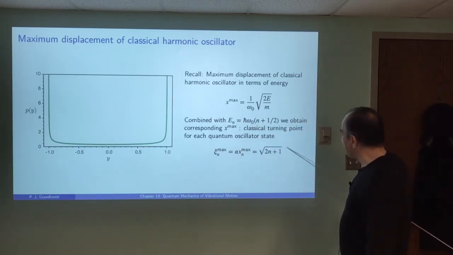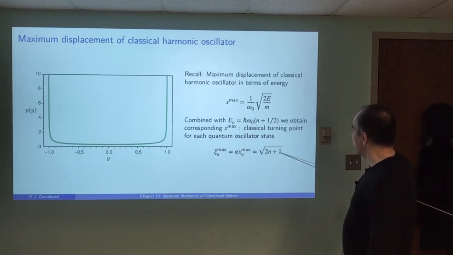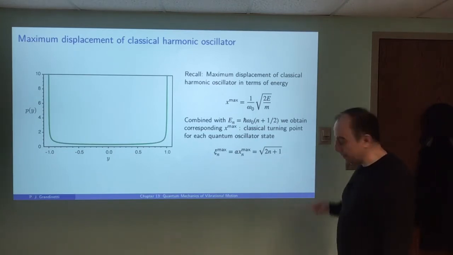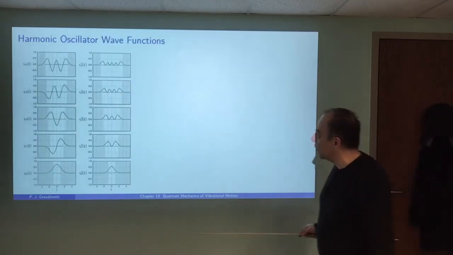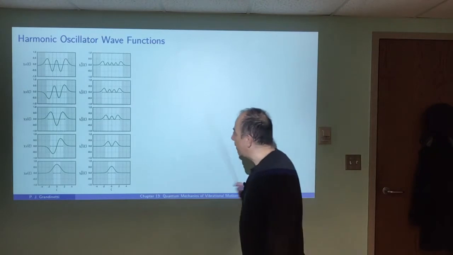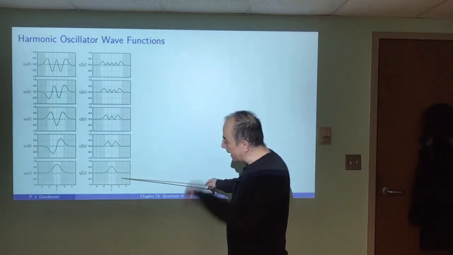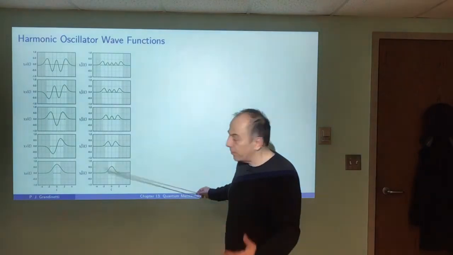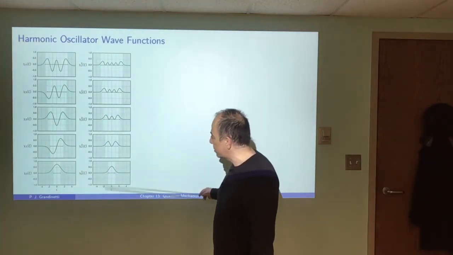And in quantum mechanics, that classical turning point would correspond to the square root of 2n plus 1 in the position here. So let's take a look at these wave functions, and we'll come back to that classical turning point here. So here are the wave functions. These are the n equals 0 wave functions, which I said were Gaussians. These are the wave function, and this is the probability, so the wave function squared.